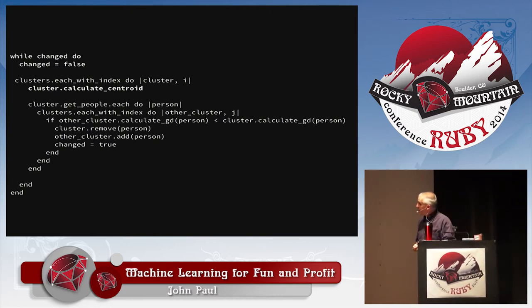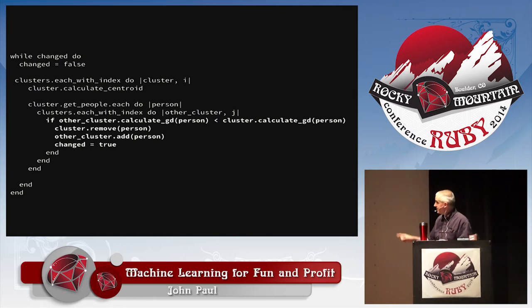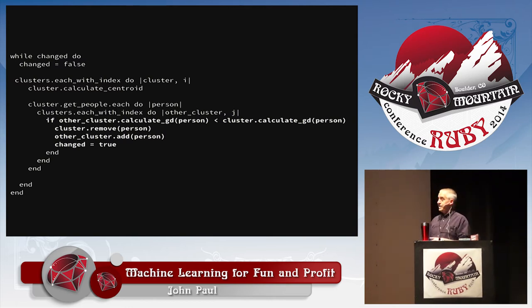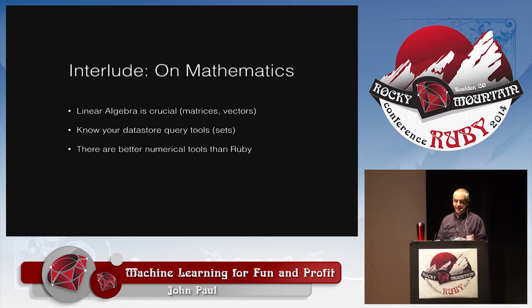So first step is to calculate the center. Second one is to loop through the people and figure out what the GD is, a geometric distance. There's a lot of ways to do this we'll talk about. And then the last little bit, the changed equals true awfulness there, is basically to keep it from sorting people back and forth into a kind of infinite loop. So now you've just learned how to do k-means clustering. Woo, a lot of stuff we're getting done.